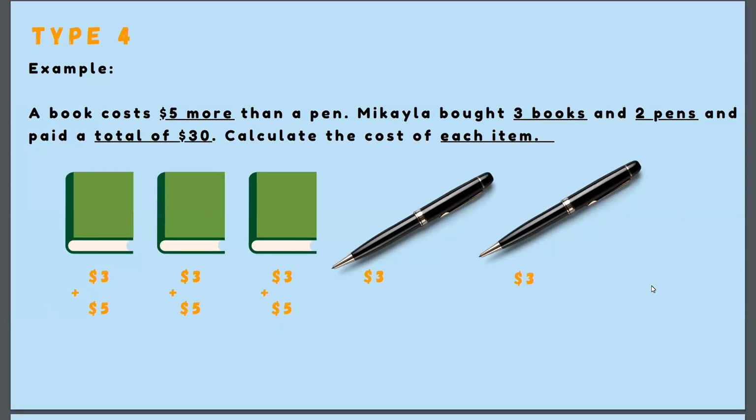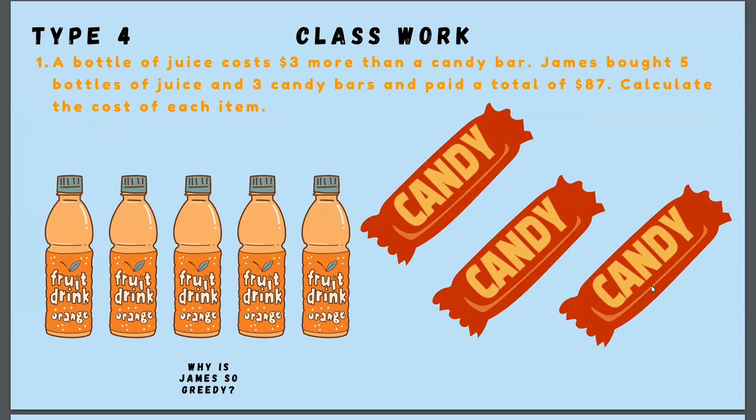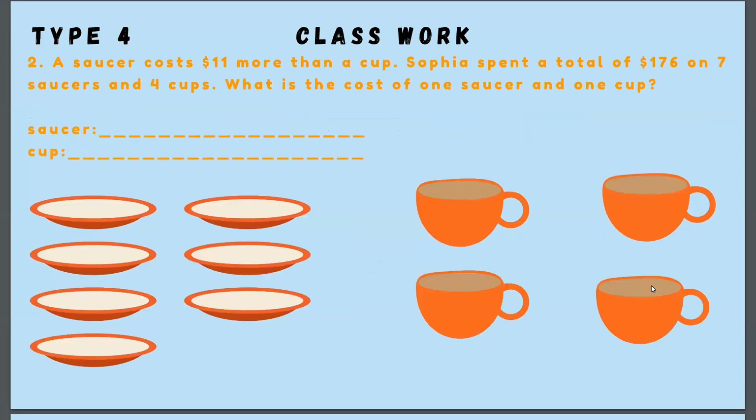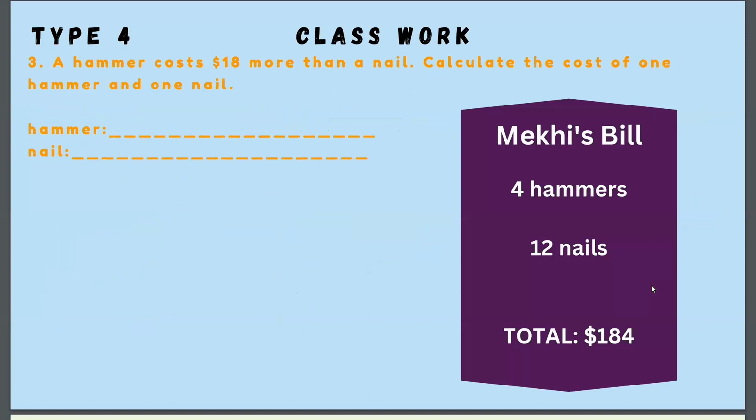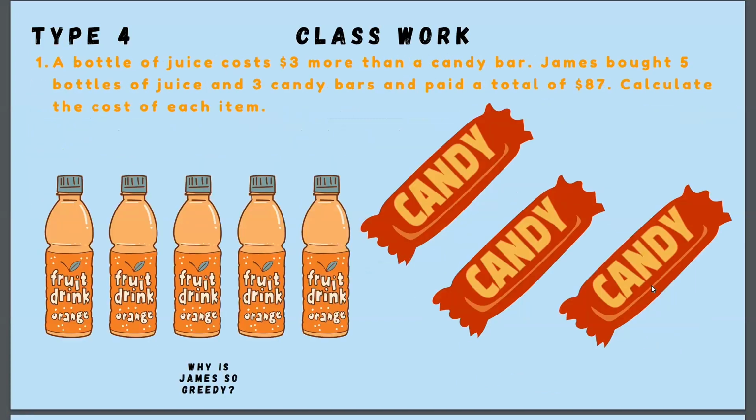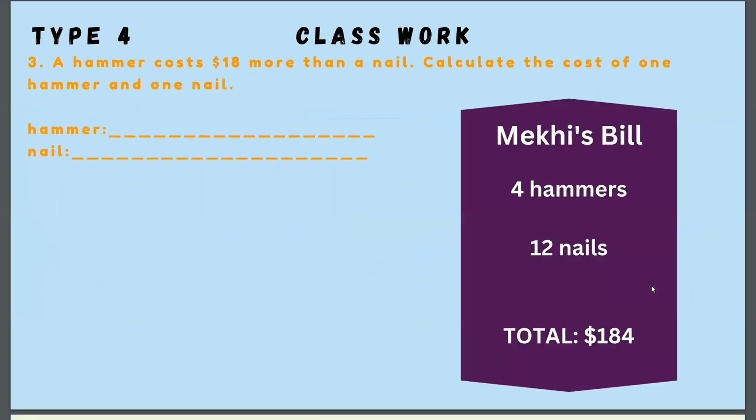Here is your classwork. Let me see how many problems I gave you all for this one. I think I gave you 3 problems for type 4. So you'll go through these problems, copy them down, go through them. If you need to rewind the video, do so.